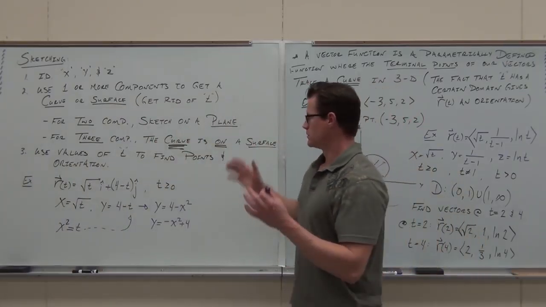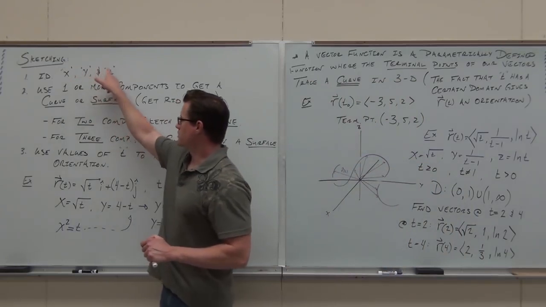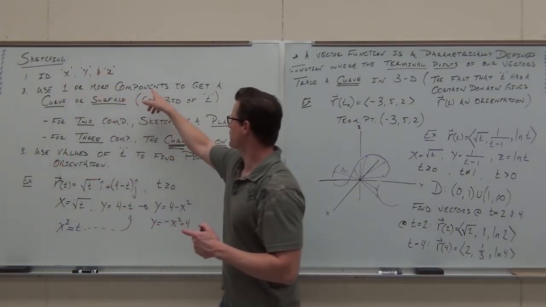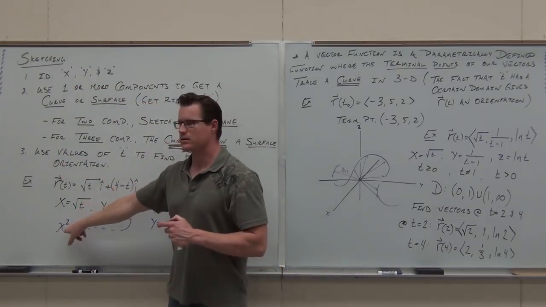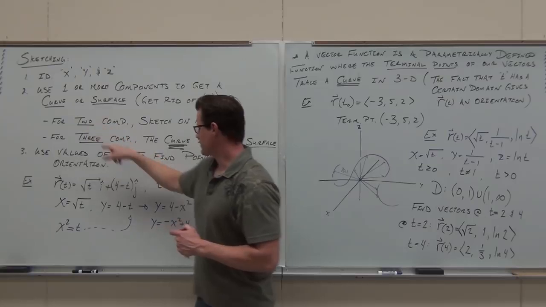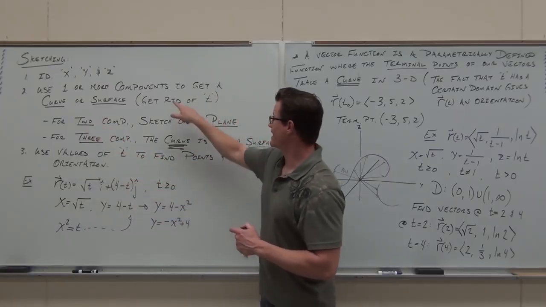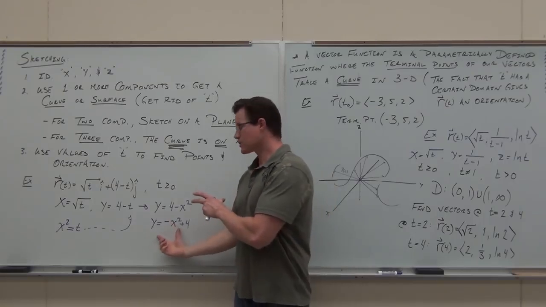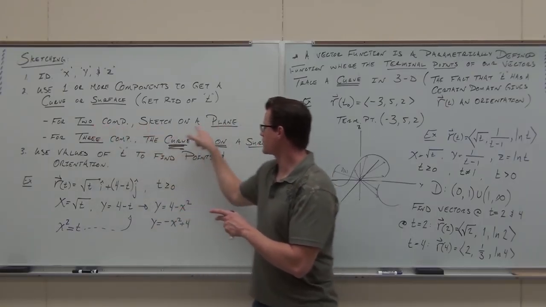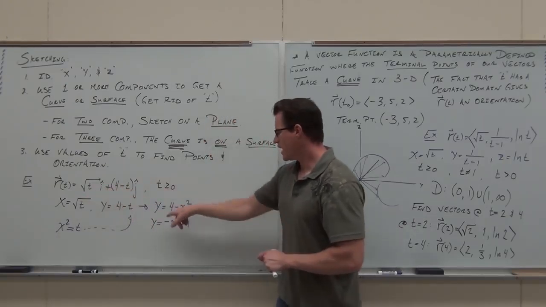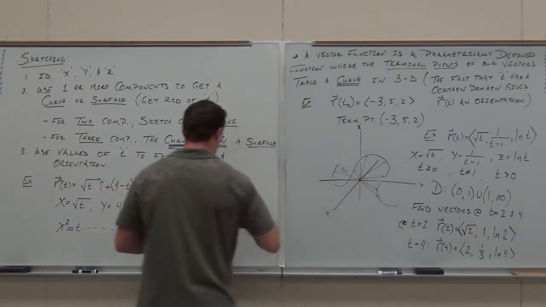Here's the whole point. Identify x, y, and z. We did that. We only had x and y. Use one or more components. I used one component to get a curve or a surface. That's a curve, and I got rid of t. If you can do that, what that says is this is a curve. It's actually going to be on a plane because I only have two components. So we're sketching on a plane. I'm going to sketch on the xy plane.